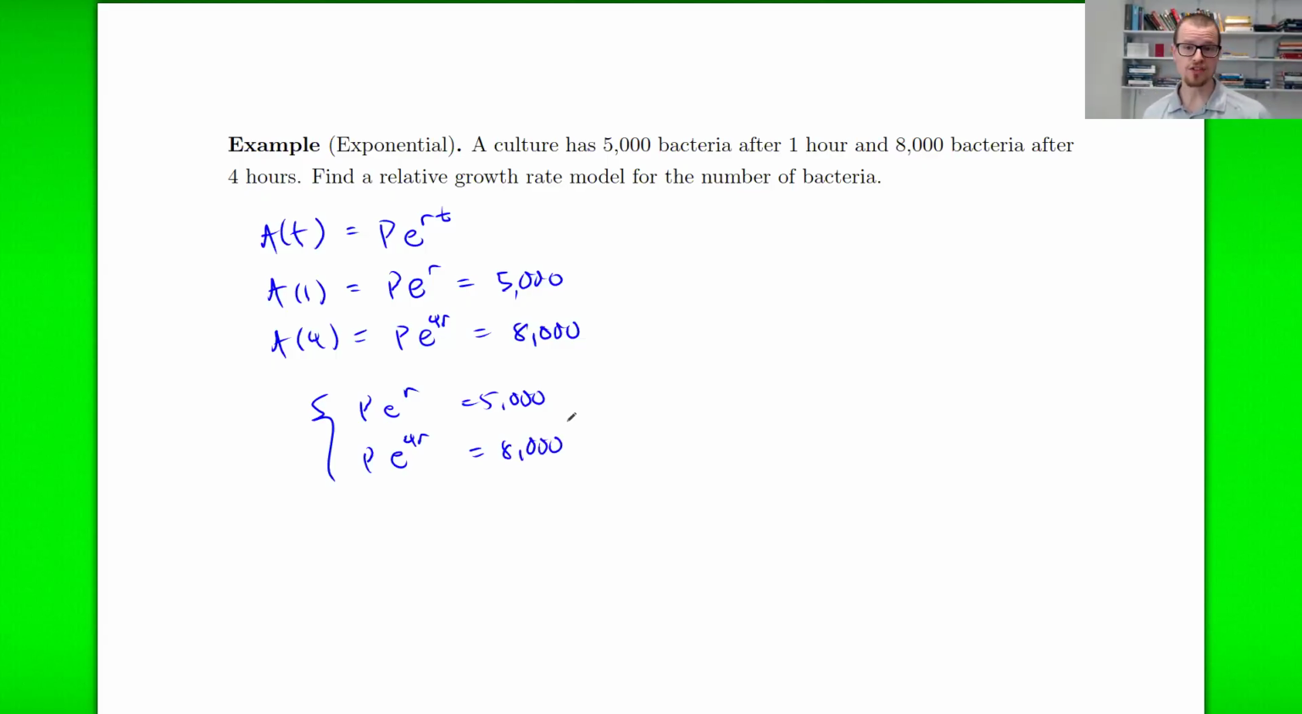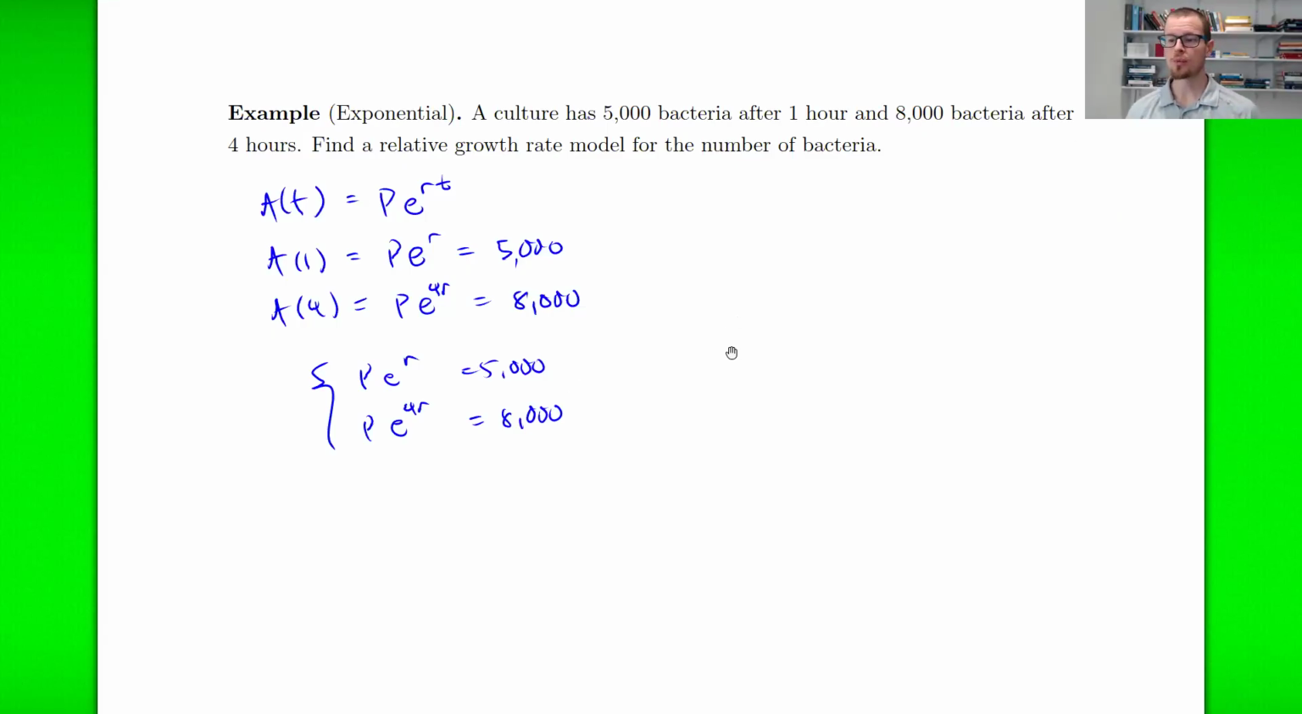I have a system of equations, but it's a nonlinear system of equations. Two equations, two unknowns. I should be able to find a solution for this. So what would it look like to solve this? Well, that's maybe a little bit annoying, but really not too bad. What I'm going to do is solve for P. Why? Because I can. Seems reasonable. I'm going to solve for P here. So we're going to use substitution.